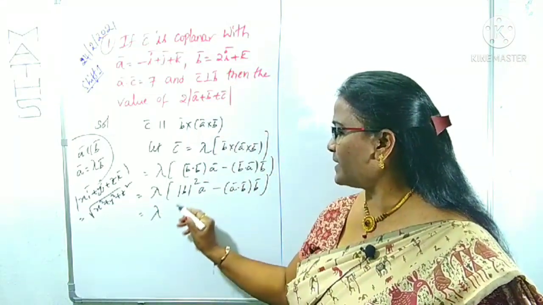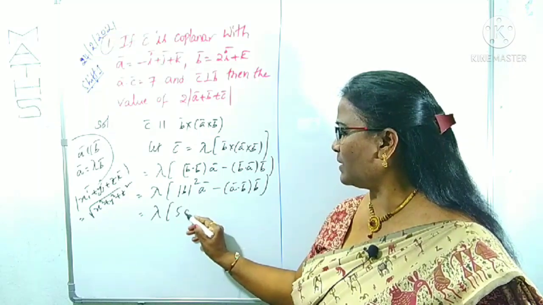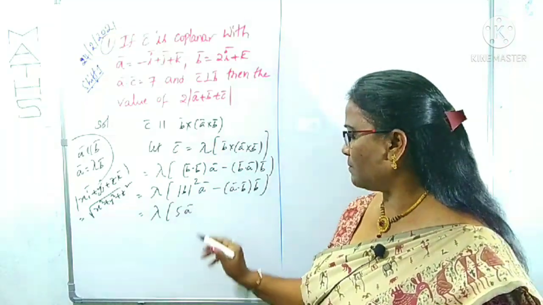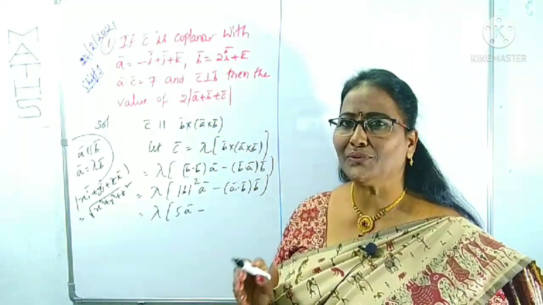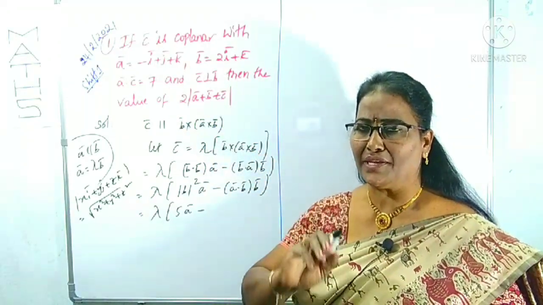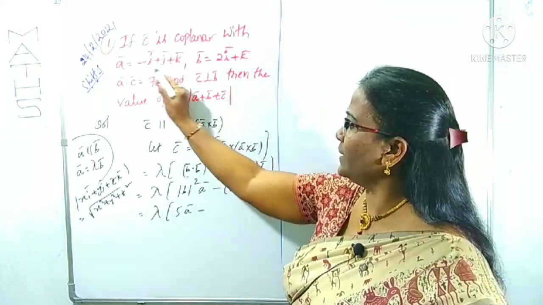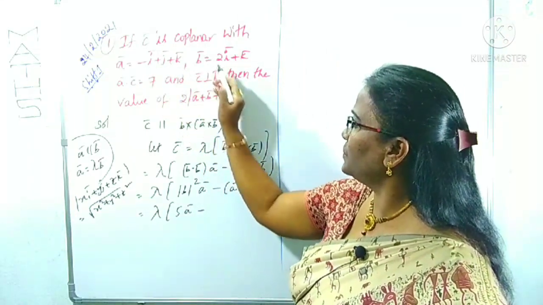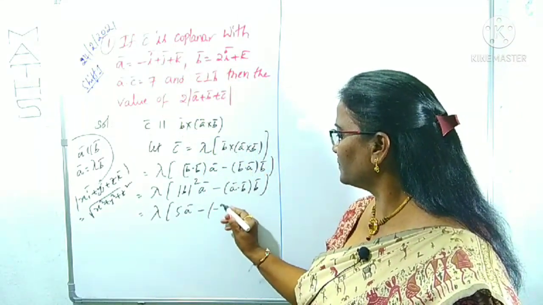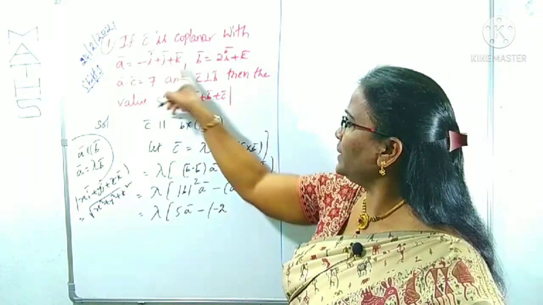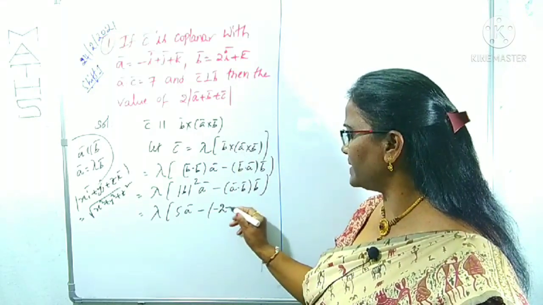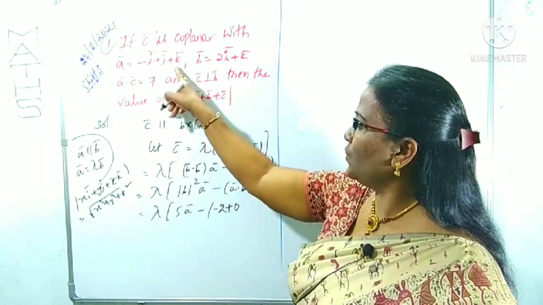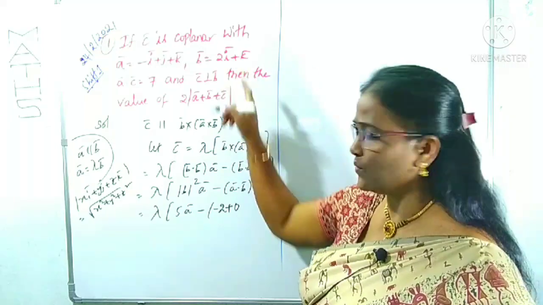With the square, 5 will come, 5 into A bar. I will substitute A bar later, minus A dot B. Dot product of these two are given to you. Can you find out the dot product? Yes, i coefficients: minus 1 into 2 is minus 2. j coefficients: 1 into 0, there is no j here, so 1 into 0 is 0, plus with 0. And k coefficients: 1 into 1 is 1.